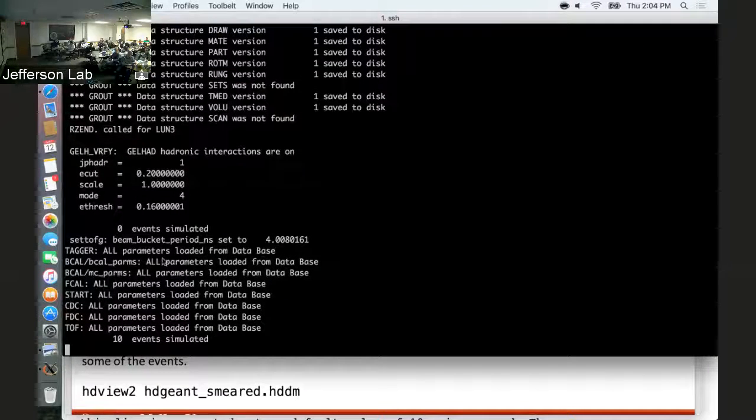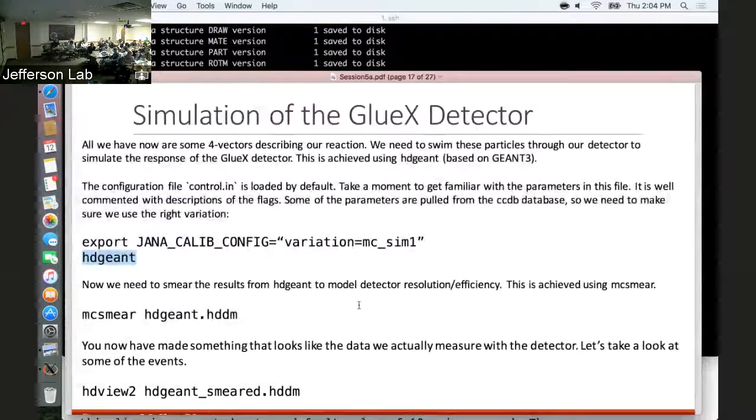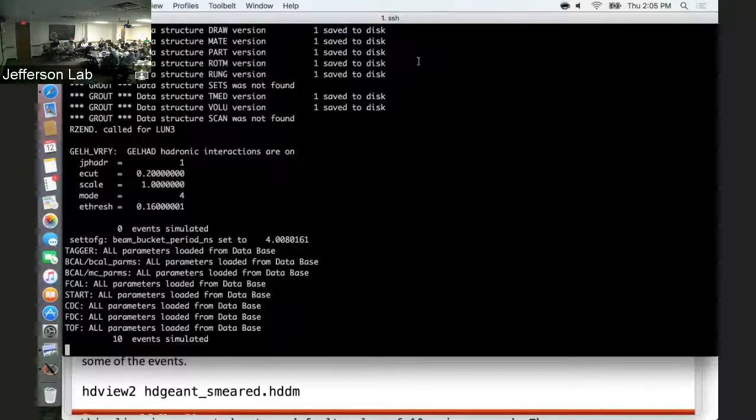So as we see, we've made it through 10 events. We're slowly gaining. After we run MC-Smear, we finally will have something that looks like the data that we actually measure in the experiment. And the fun thing is that we can then just look at this. Whenever this is done, I can show you the viewer quickly, and you can see how these events look in the detector in a minute.